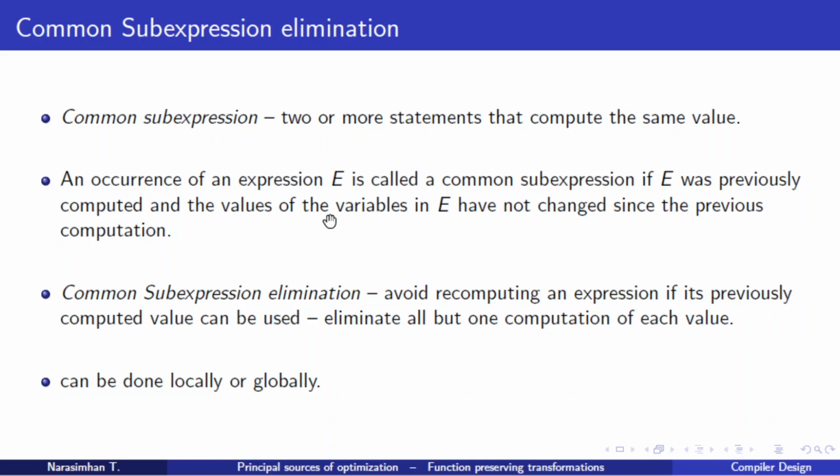Since the values of the variables in the expression have not changed, you can reuse the previously computed value. That is, you can avoid the recomputations. That is the essence of common sub-expression elimination. You try to eliminate all the computations but just retain the original or the first computation of the expression's value. All the subsequent computations can be removed from the program. Common subexpression elimination is of two types. One is local and the other one is global. We will first discuss the local case, then we will move to the global case.